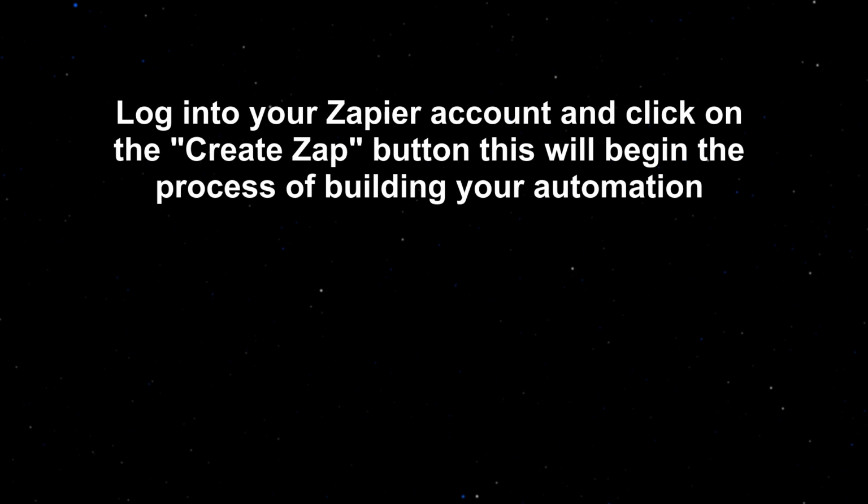First, make sure you have active accounts on both LinkedIn and Google My Business, as well as a Zapier account. Log into your Zapier account and click on the Create Zap button. This will begin the process of building your automation.